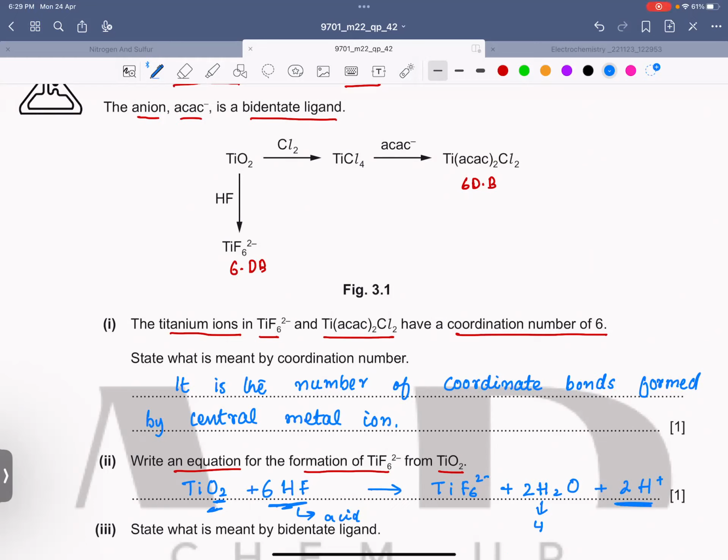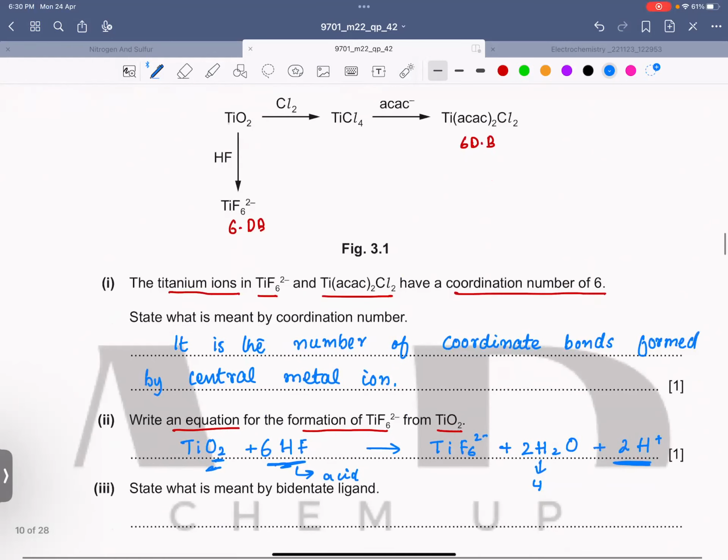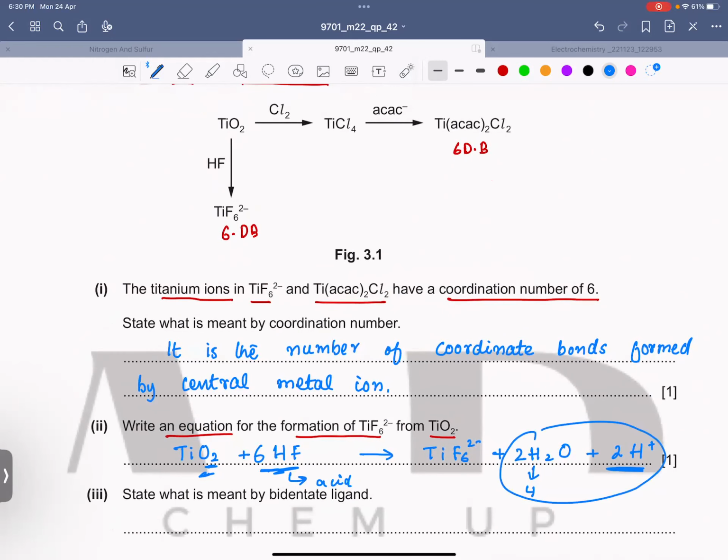Sir, can't we just simply write 2H3O plus? Yes, we can write H3O positive instead of 2H positive and 2H2O beside these two. You can just write 2H3O positive as well. In either case, it is correct. Okay. Okay, sir.